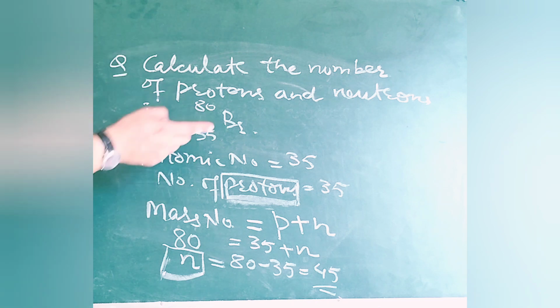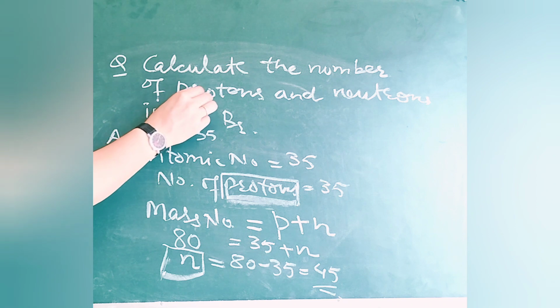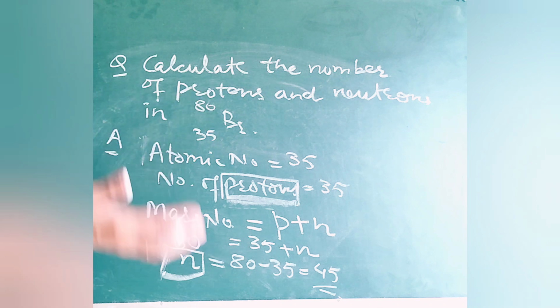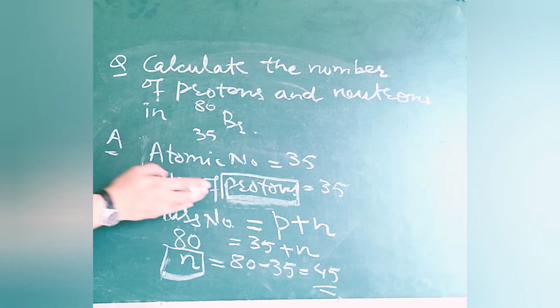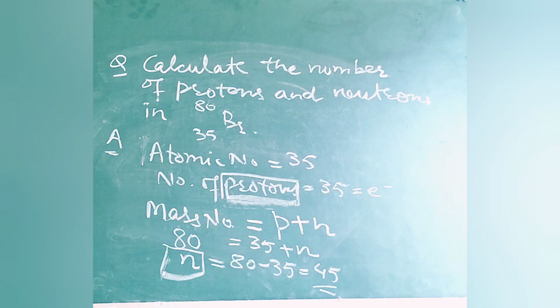Okay. So any question related to this, you have to calculate the protons and neutrons. If they ask what is the number of electrons, you can also answer that. Number of protons, they are also equal to number of electrons. So there will be 35.